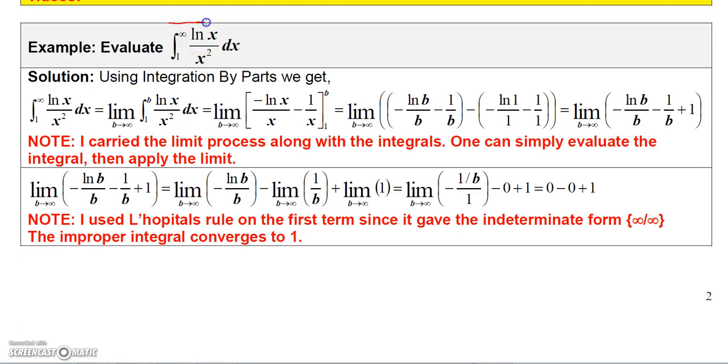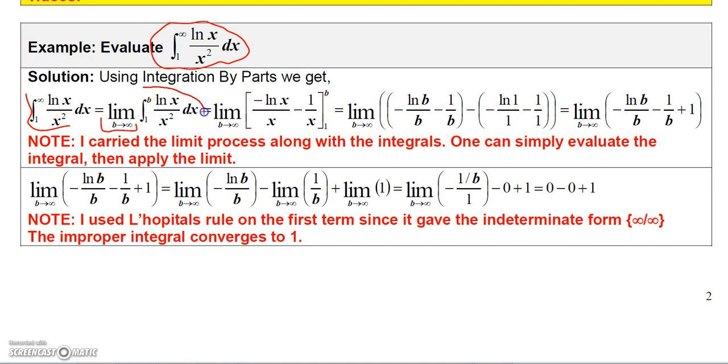Okay, so let's evaluate an improper integral, 1 to infinity natural log of x over x squared dx. So first of all, what we're going to want to do is write this integral as a limit. Instead of going from 1 to infinity, I'm just going to go from 1 to b, and then I'm going to take the limit of that integral as b goes to infinity.